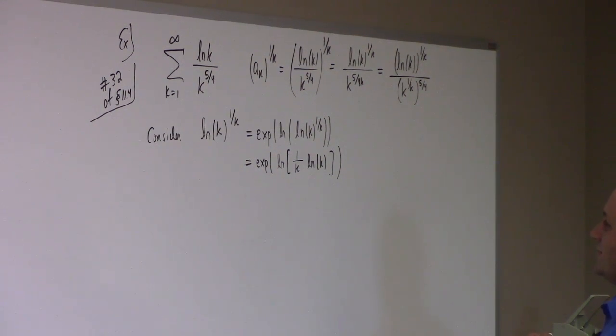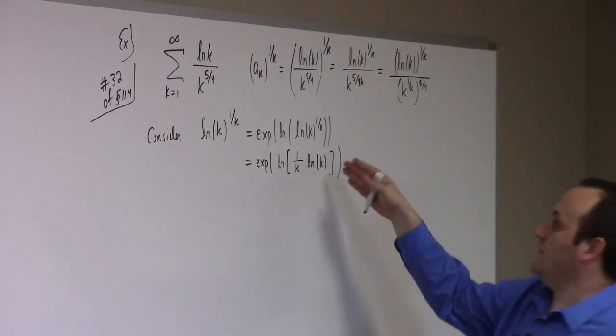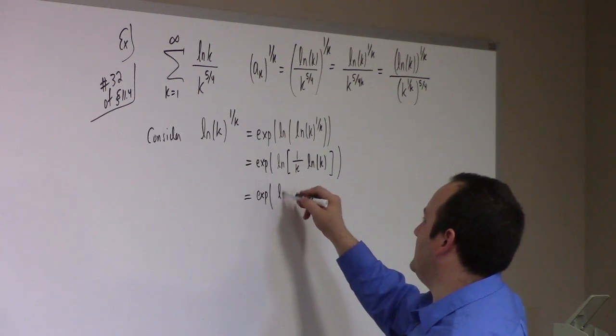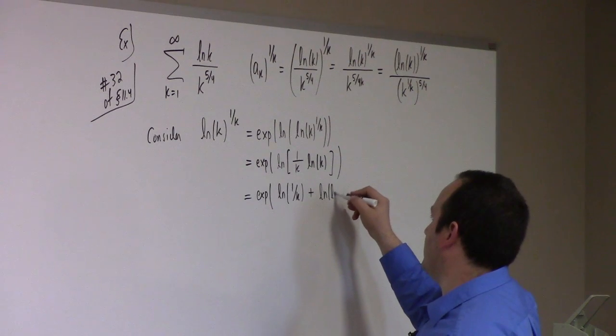Let's see, natural log of 1 over k to the power of k. Do we agree with this? Properties of log, bring that down. But then this is what? That's the natural log of 1 over k plus the natural log of the natural log of k, right?